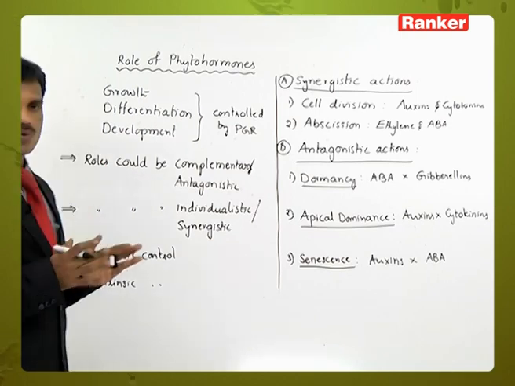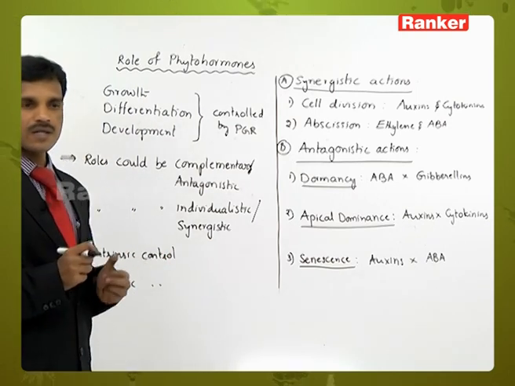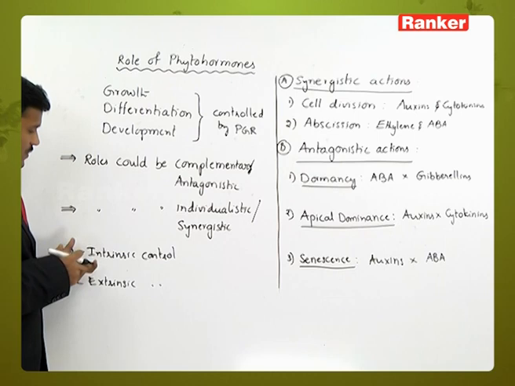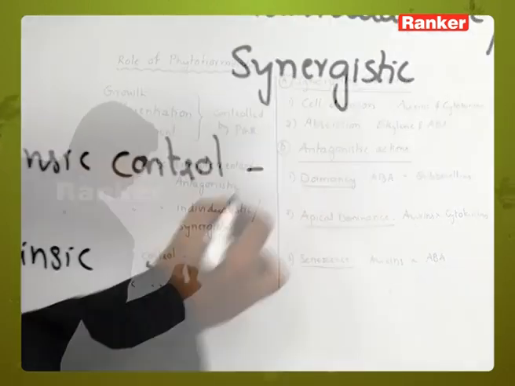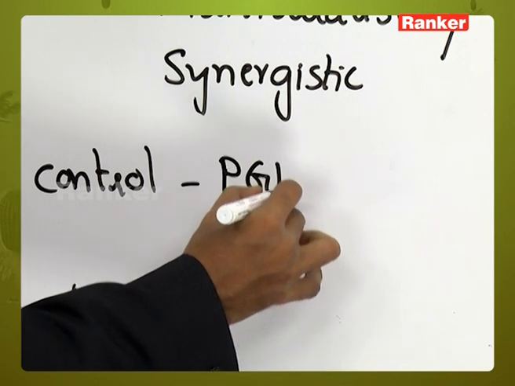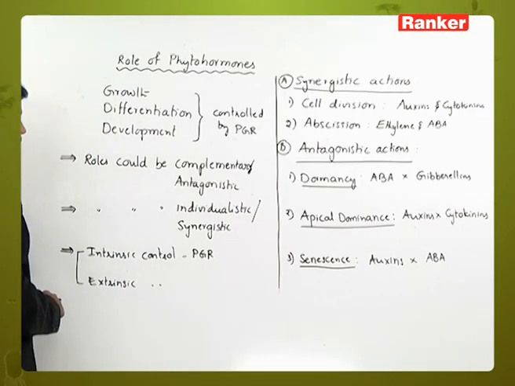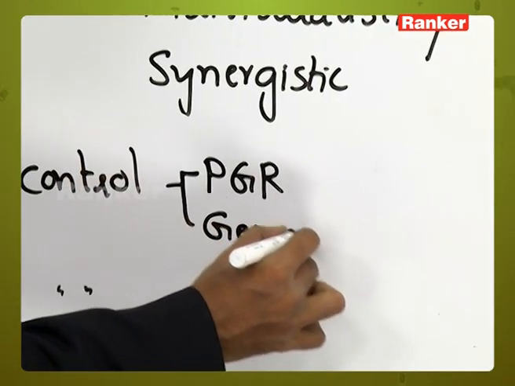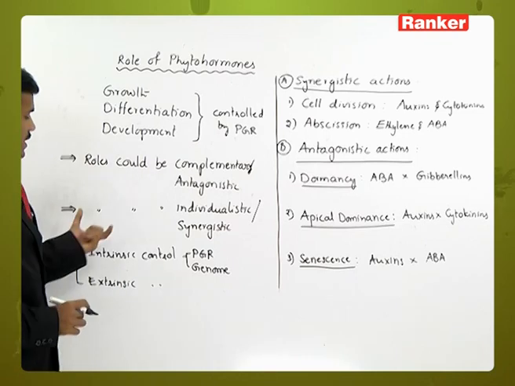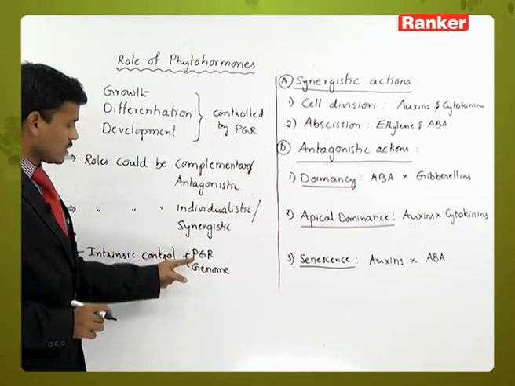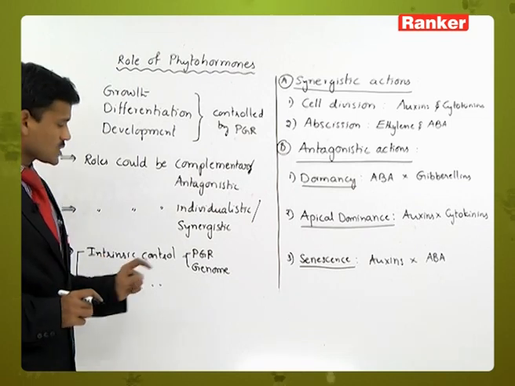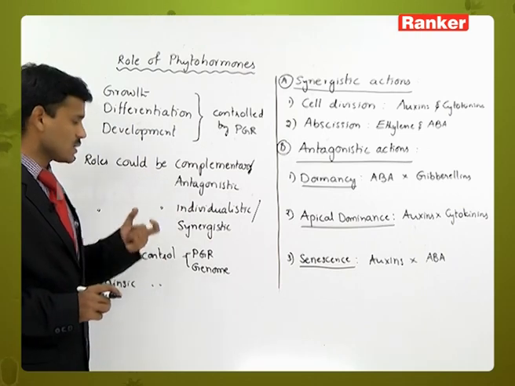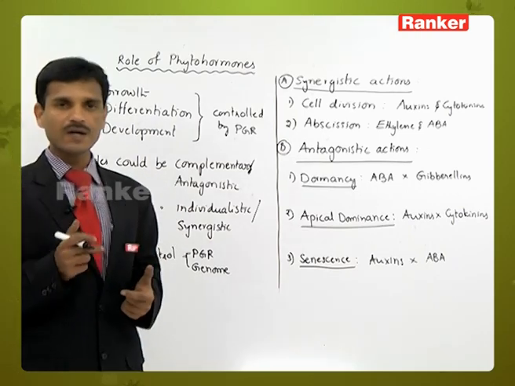All these phytohormones, the plant growth regulators, come under intrinsic factors or intrinsic control, since they are produced inside the plant body. The genome also comes under intrinsic control. Genome means genetical. So intrinsic control is due to plant growth regulators or phytohormones and the genome. Genetically and physiologically, plant growth regulators control plant growth and development.